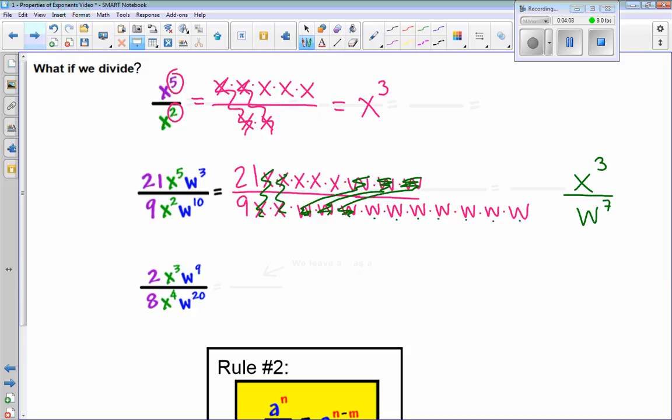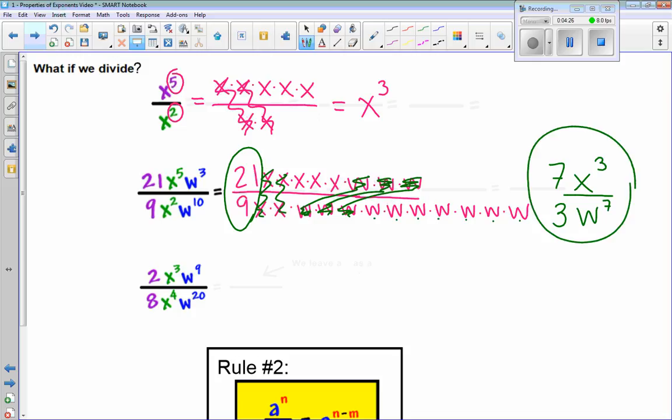As far as the numbers go, we just treat this like any old fraction, and we say, what's our greatest common number that goes into each of them? In this case, it's 3. Now, 3 goes into 21 7 times, and 3 goes into 9 3 times. So this is our final answer.